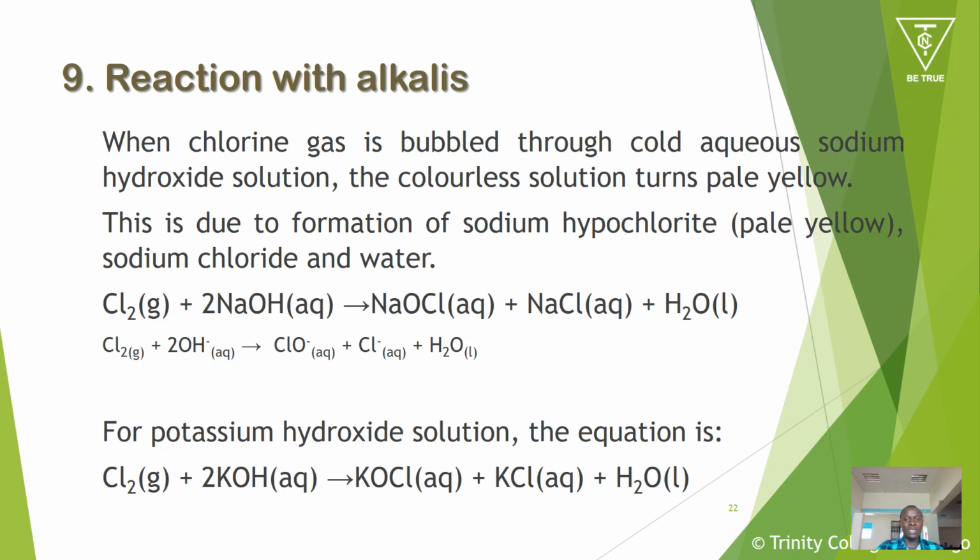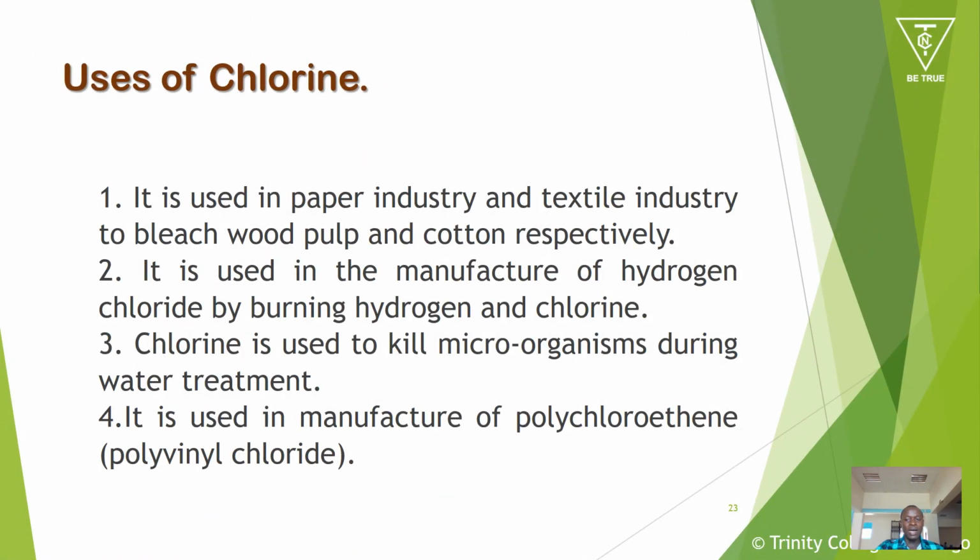For potassium hydroxide solution, the equation is the same. We get potassium hypochlorite, which is also a pale yellow substance, and therefore the solution also becomes pale yellow. So if you're asked what is observed when chlorine gas is passed through sodium hydroxide solution or potassium hydroxide solution, the answer should be that a pale yellow solution is formed.